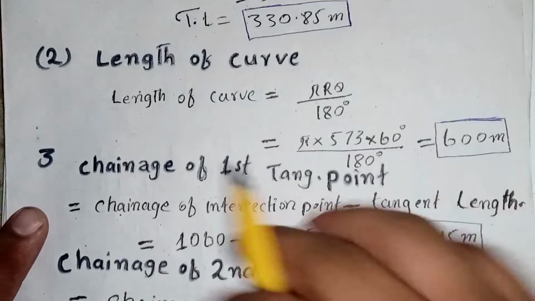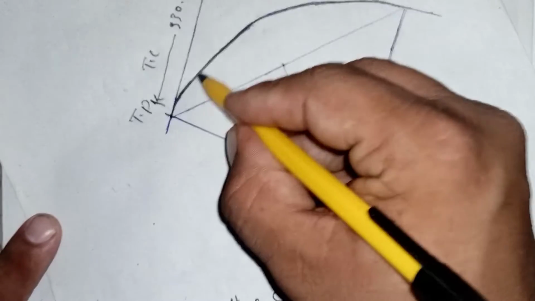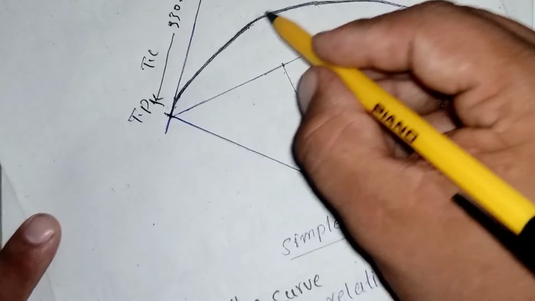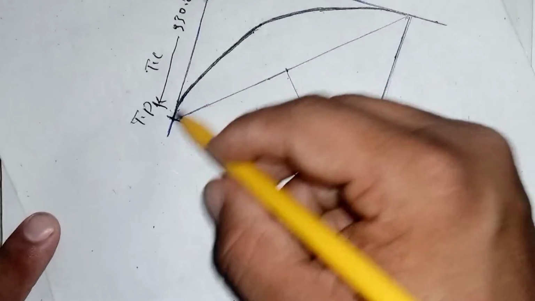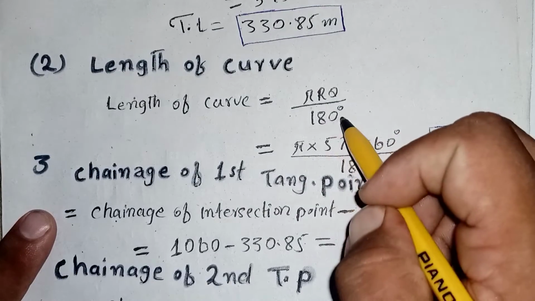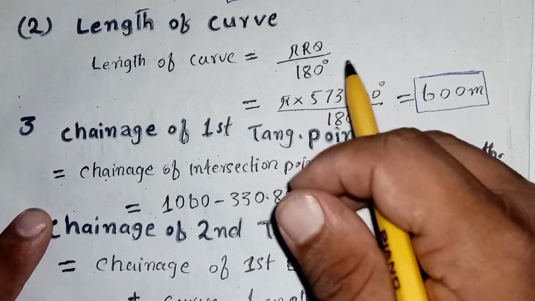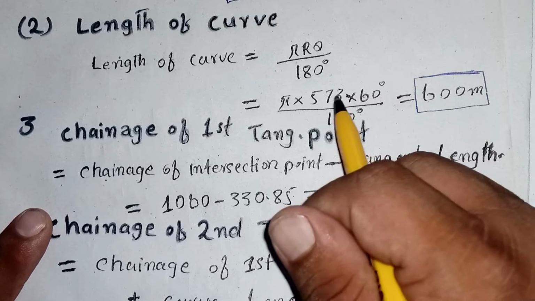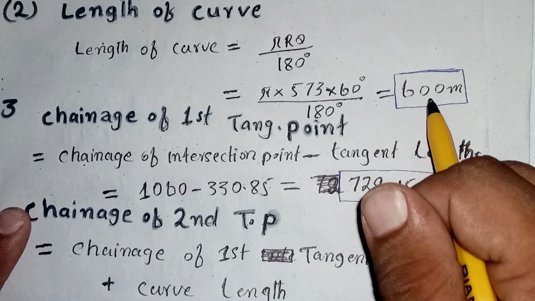So now we are going to find the length of curve, which is from this point to the end point. Suppose this is the curve. So we are going to find the length of this curve, and we have a formula: length of curve is equal to pi R theta divided by 180 degrees. So pi is a constant, multiplied by 573, multiplied by theta, which is given to us as 60 degrees deflection angle, and divided by 180 degrees.